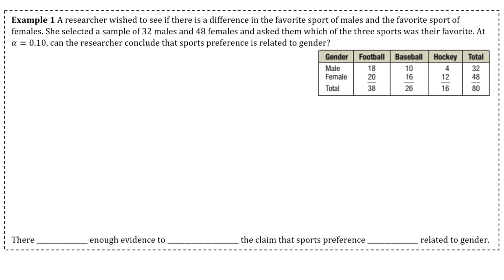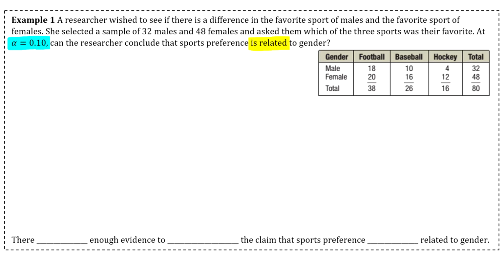So example 1 says, a researcher wished to see if there is a difference in the favorite sport of males and the favorite sport of females. She selected a sample of 32 males and 48 females and asked them which of the 3 sports was their favorite. Alpha is 0.1. Can the researcher conclude that sports preference is related to gender?